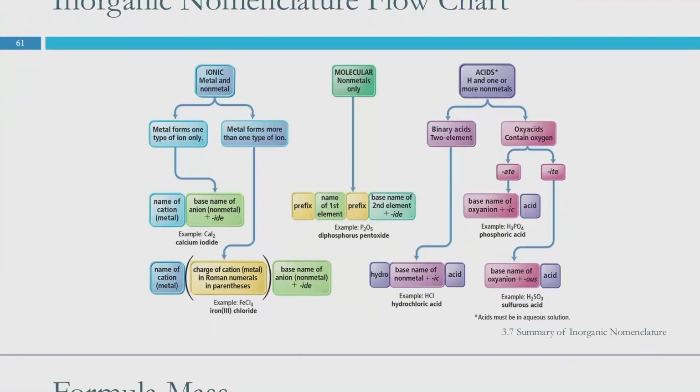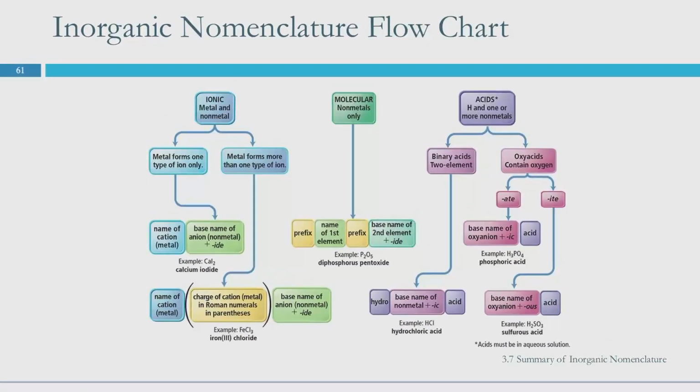For overall inorganic nomenclature naming, you can basically just use this flowchart, but you will not have this on the exam, so I recommend figuring out a way to make these ideas stick in your brain. The way this flowchart works is we first identify what compound we're dealing with. Is it ionic? Is it molecular? Or is it an acid? Remember that our acids start with H, our molecular compounds are nonmetals only, our ionic compounds have metals and nonmetals. And some of these split.